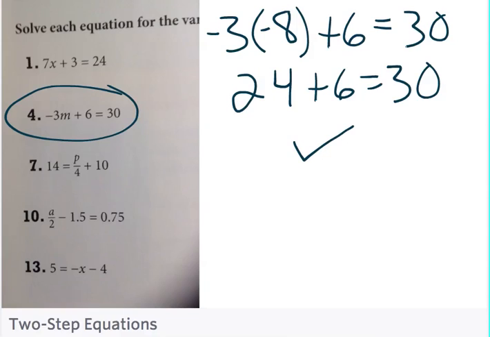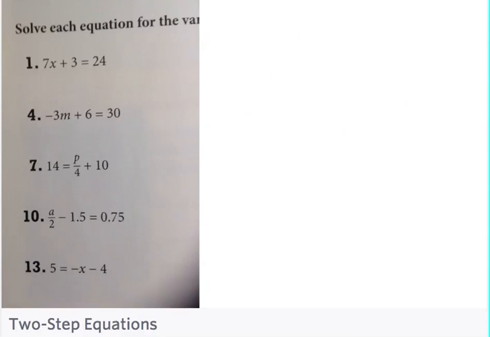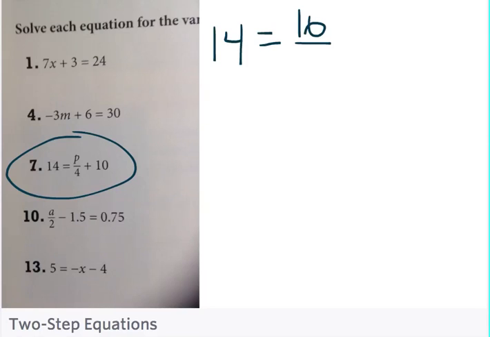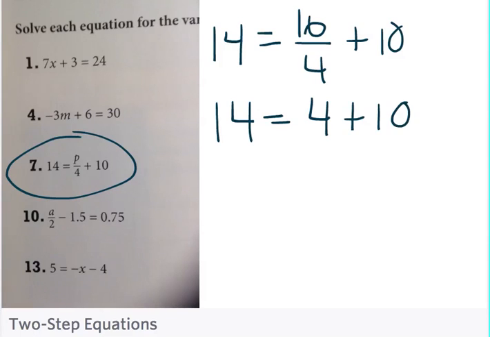We think p is equal to 16. So we're going to write 14 equals 16 divided by 4 plus 10, and see if that makes a true statement. And 16 divided by 4 is 4. 4 plus 10 is 14, so we have the correct value for p on number 7.